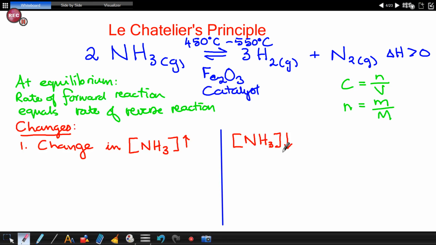Good. It's a system in equilibrium. We're pumping more ammonia into the system. What is the reaction going to do? Going to increase the rate of our reaction.